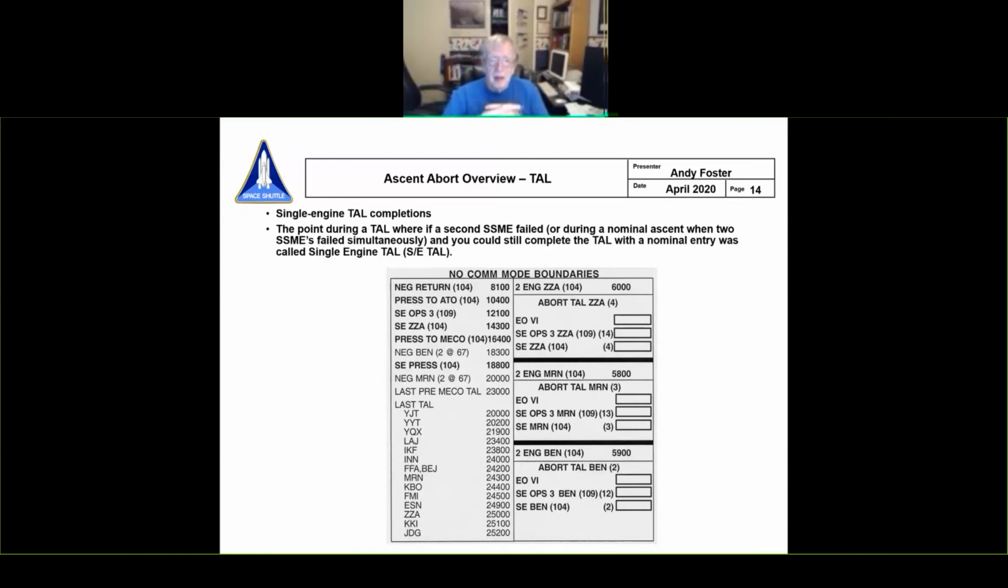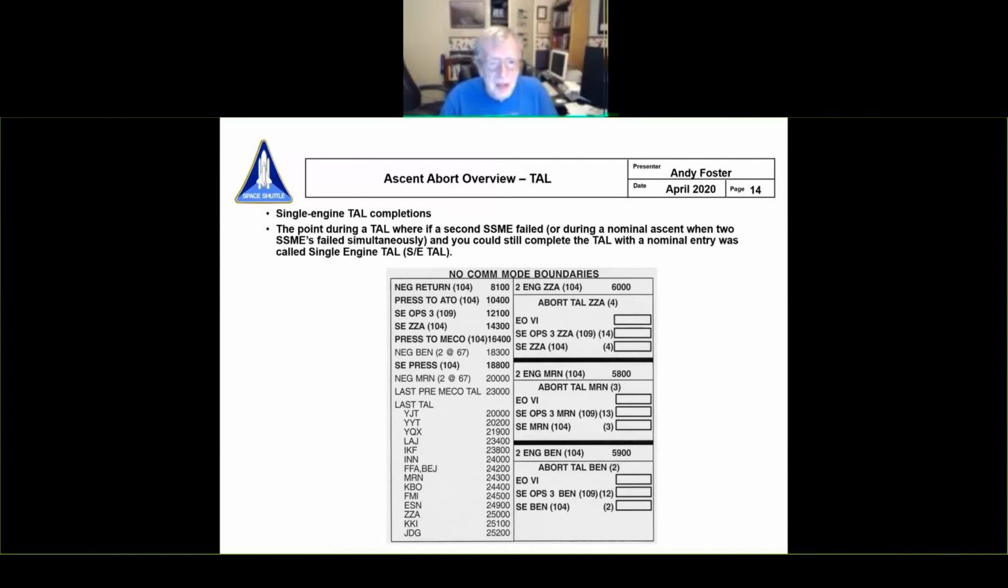Okay, so now we talked about what I would call kind of nominal TALs. What if you start off on a TAL, and actually there's a second case. If I'm going uphill and I lose 2 engines, what do I do? Well, if you're lucky, you have TAL capability underneath you. You're really lucky, you go uphill. But that's really pretty late before you have that capability.